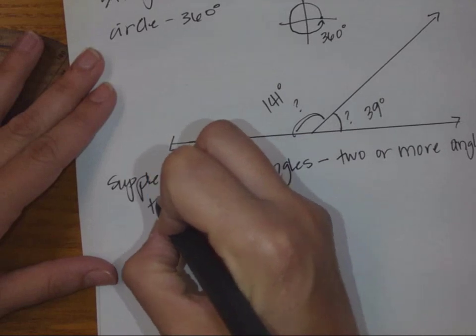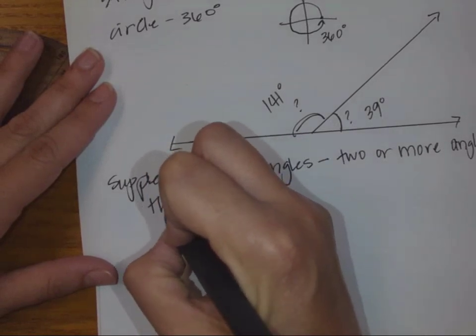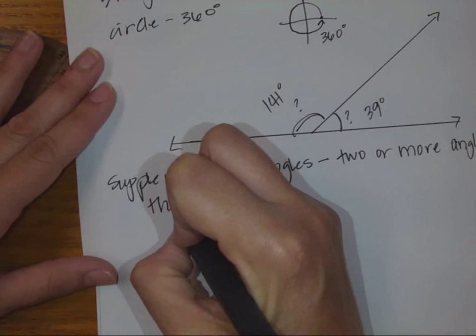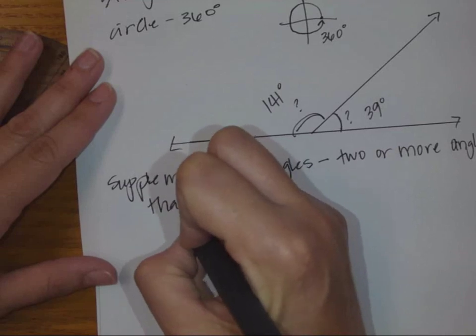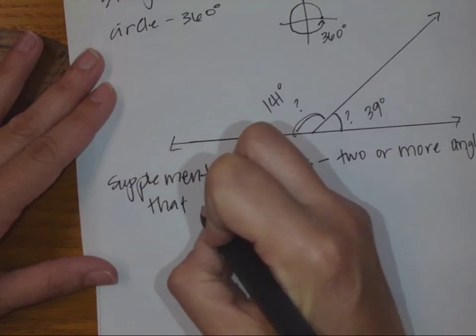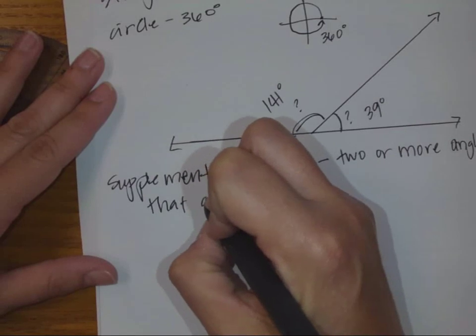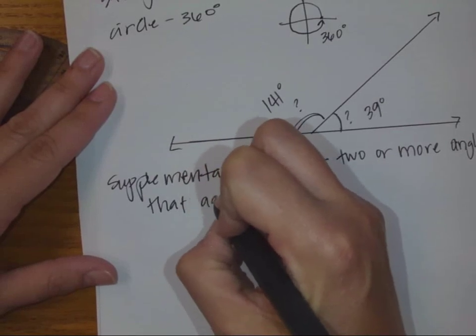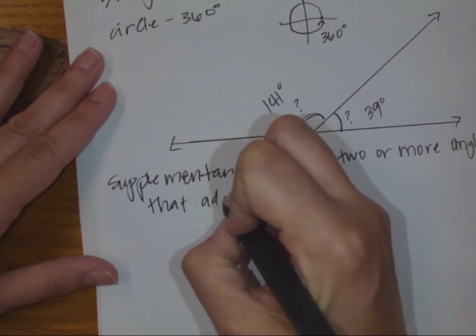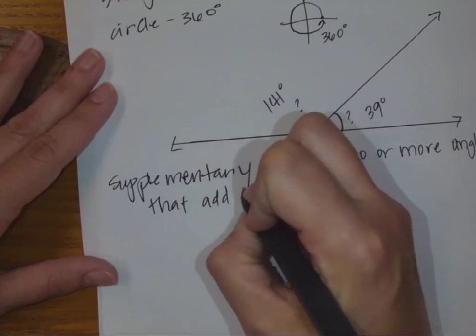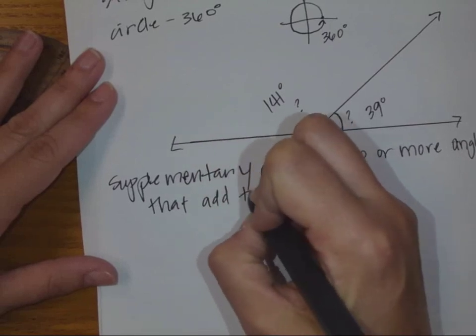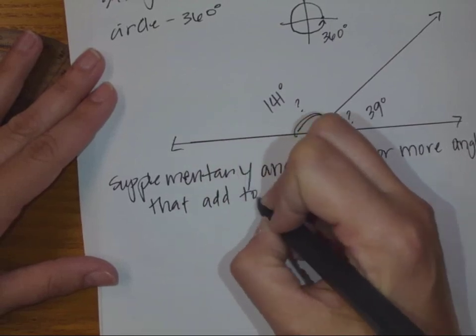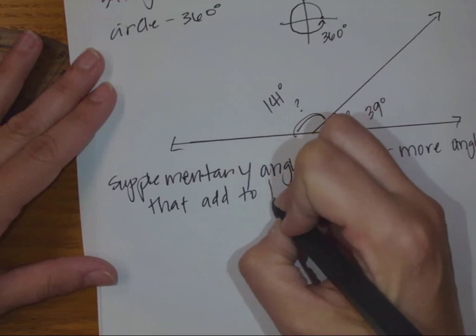I said I had two different protractors. That was the first one. This one is a little bit smaller, and I could have not measured that other one as perfectly as I should have. So yeah, 40 degrees, 140 degrees. Same thing, just two different looks to it. Same idea. So supplementary angles are two or more angles that add to be 180 degrees.